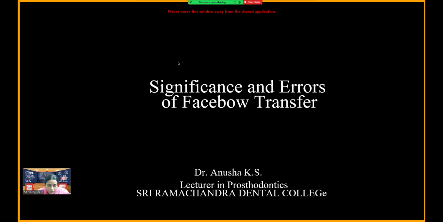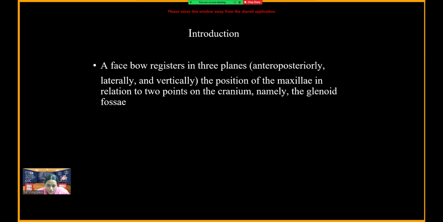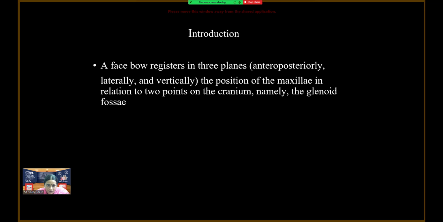The face bow, a device, is used to record the relationship of the jaws to the opening axis of the jaws and orient the cast in the same relationship to the opening axis of the articulator. A face bow registers in 3 planes, anteroposterior, lateral, and vertical, the position of the maxilla in relation to 2 points on the cranium, namely the glenoid fossa.